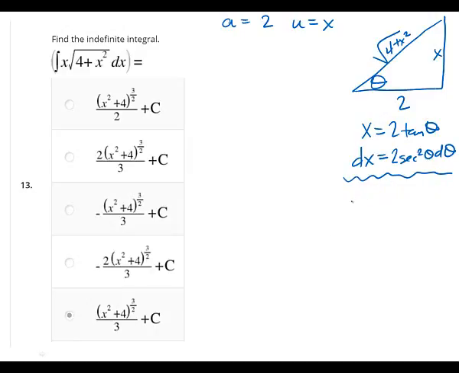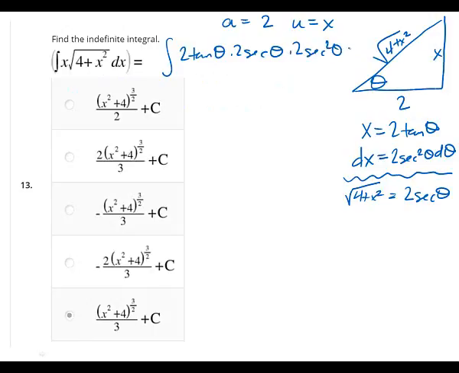All right, then I need to write my radical equation, which was the square root of 4 plus x squared. What's my radical equation supposed to be? 2 secant theta. All right, let's try subbing in now. So for the x, what am I going to put in? 2 tangent theta. For the radical, what do I put in? 2 secant theta, and then for the dx, what do we put in? 2 secant squared theta d theta.